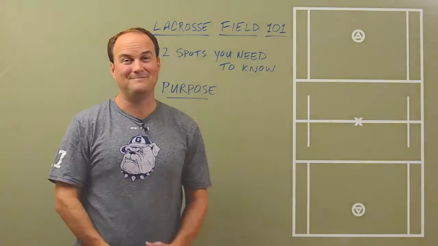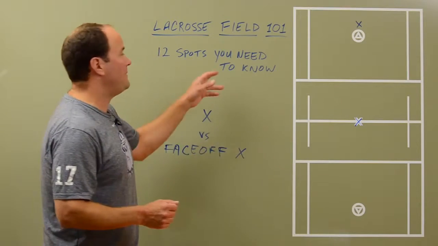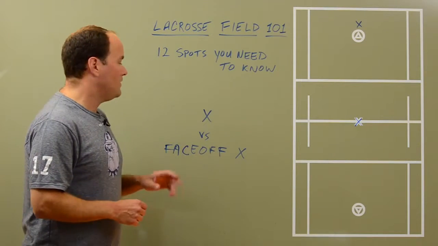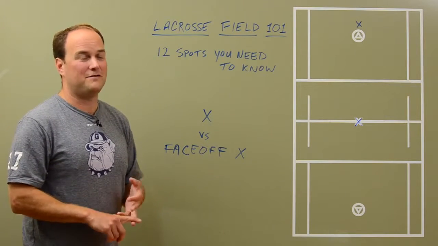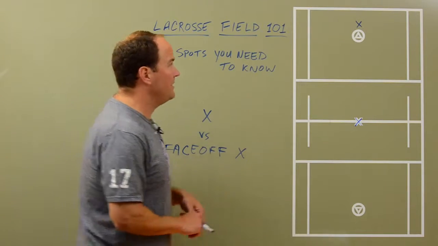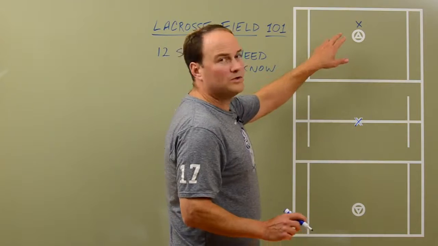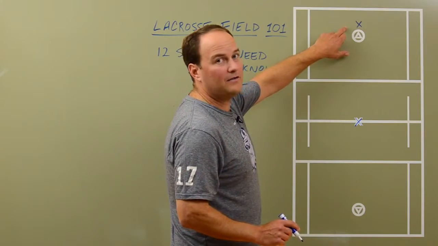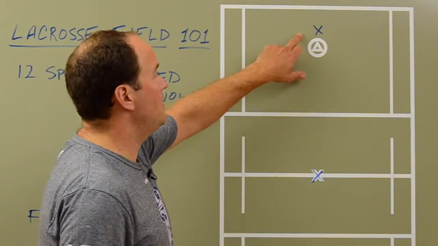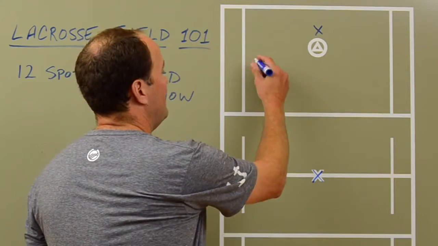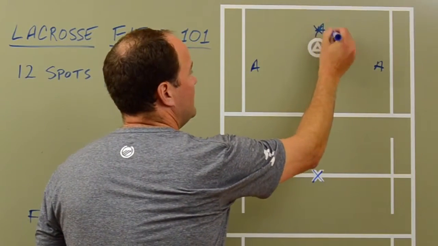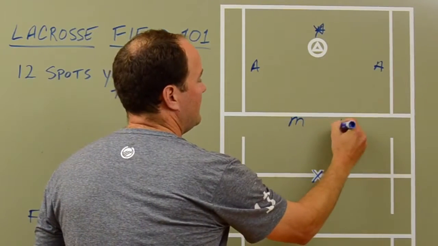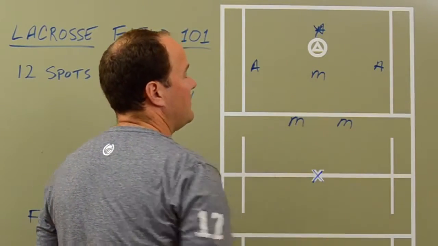So let's get going. Okay, so we want to go over the 12 spots on the field that you need to know. The first two we want to go over, and this is a little bit confusing, are the X versus the face-off X. What's known as the X is the area behind the goal. If we had three attackmen in the game, we might have them lined up in this type of formation with our three middies in this type of formation.